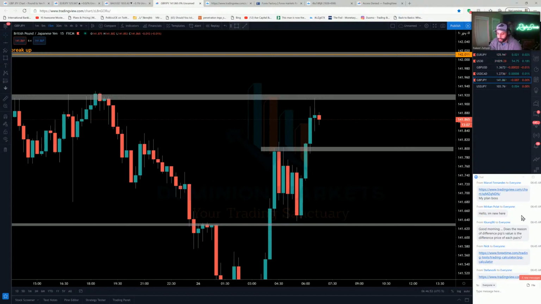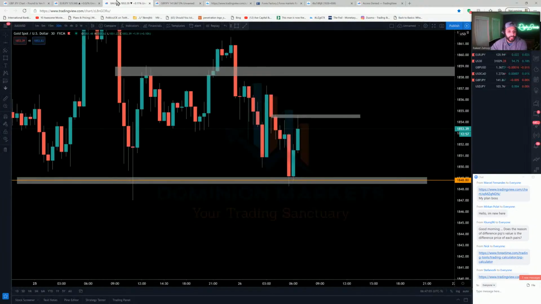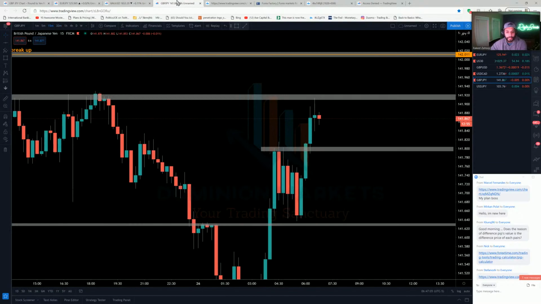Good morning. Does the reason of difference in pip value is the different price of each pair? Oh yes, it's basically the currency exchange. Like the pip value on pound yen is going to be more than the pip value on, let's say, AUD New Zealand or USD CAD. So it's just a difference in the exchange rate of the currencies.